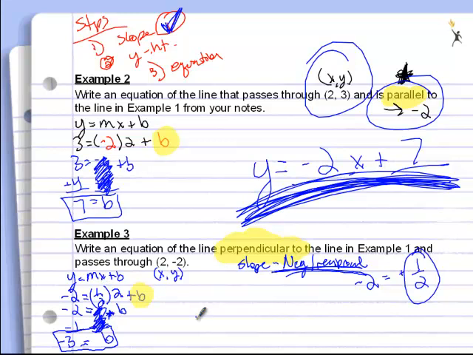So I found my y-intercept. I'm going to write my equation now, substituting my new information in. Y equals whatever m is, which in this case is 1/2, x plus whatever my y-intercept is, which in this case is -3.